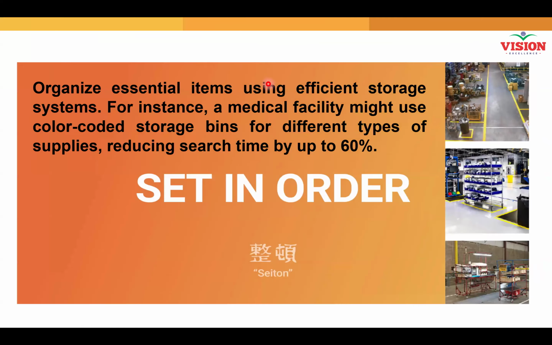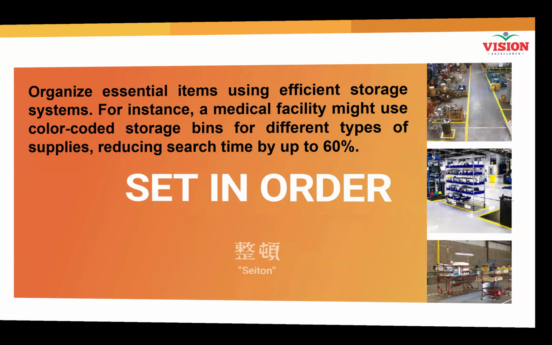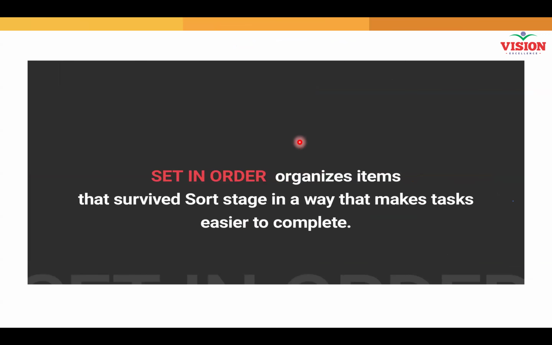And proceeding with set in order. Organize the essential items using an efficient storage system. For instance, a medical facility might use color-coded storage bins for different types of supplies, reducing search time by 60%. So set in order is, we already know, a place for everything, and everything in its place. So set in order organizes items that survived the sort stage in a way that makes tasks easier to complete.